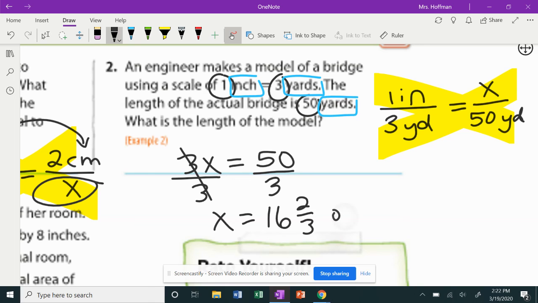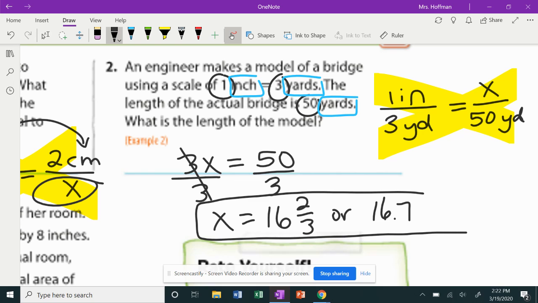Or if you type this into a calculator and you got 16.6 repeating or 16.7, that would also be okay. But the last thing is, what's our units on this? If you said inches, you're correct, because it was missing on the top, and on the top is inches. And there's your final answer, 16 and 2/3 or 16.7 inches.